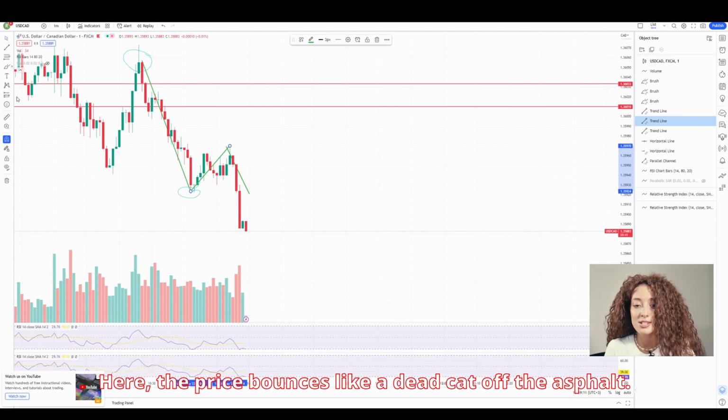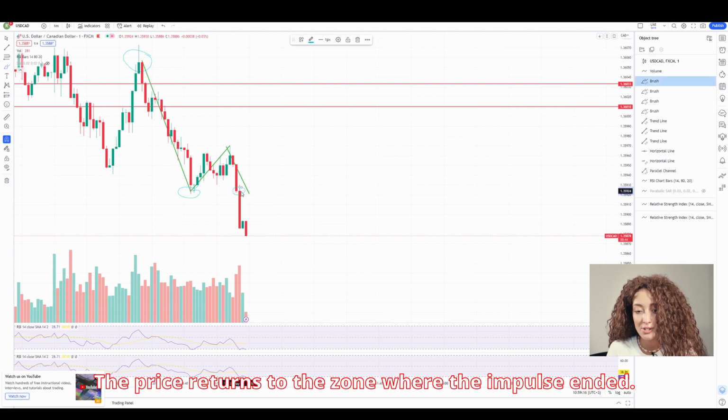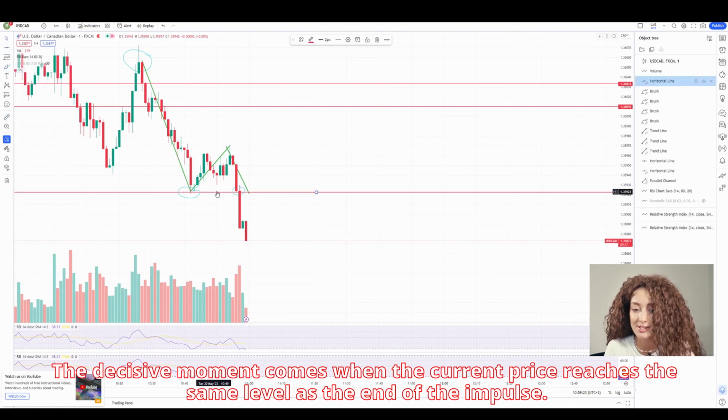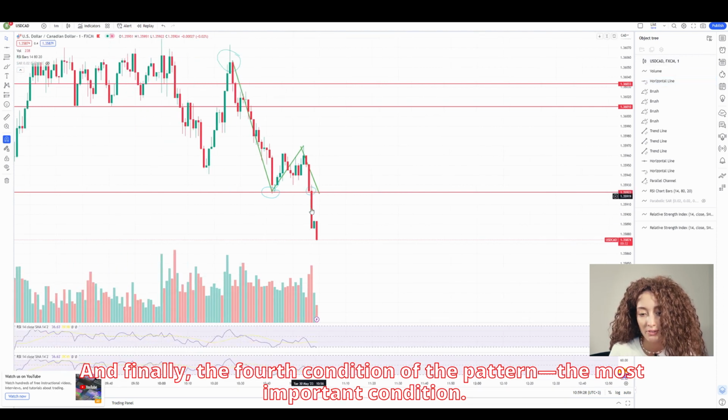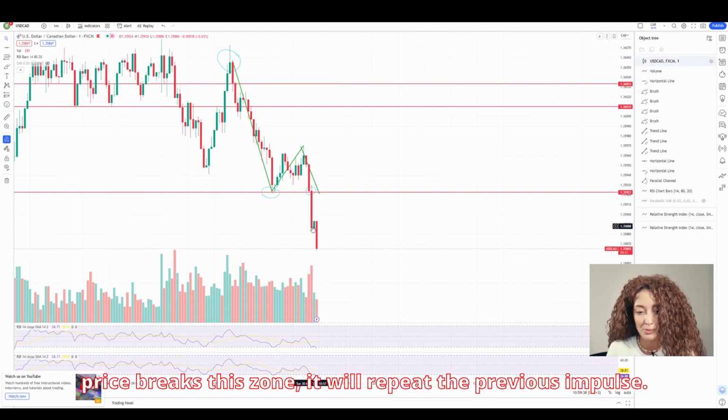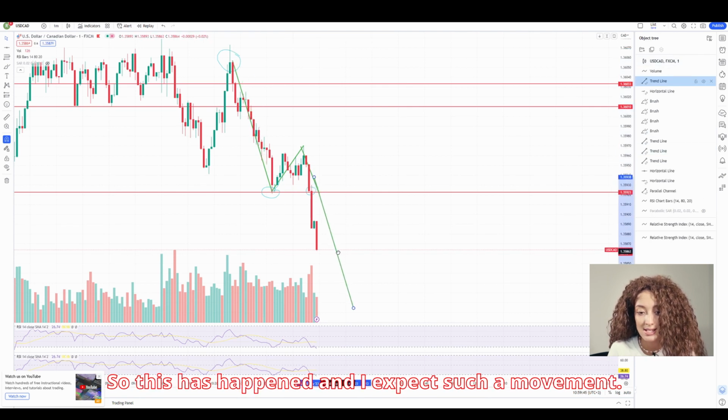Here the price bounces like a dead cat on the asphalt, and then the price returns to the zone where the impulse ended. The decisive movement comes when the current price reaches the same level as the end of the impulse. And finally, the fourth condition of the pattern, the most important condition. The price must break through this zone. The price must go below the zone where the previous impulse ended. If the price breaks this zone, it will repeat the previous impulse. So this has happened, and I expected such a movement.